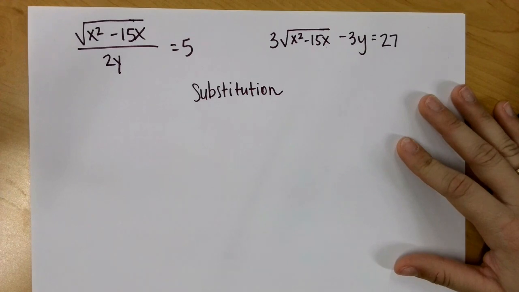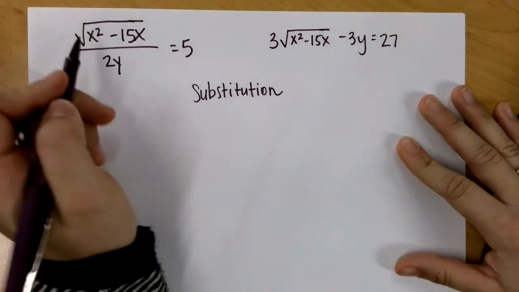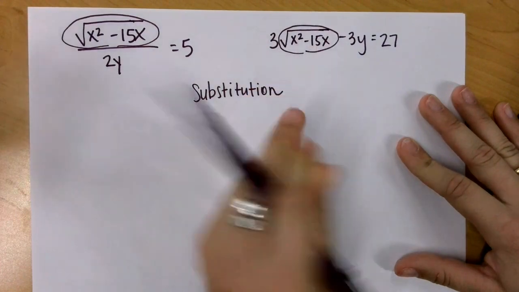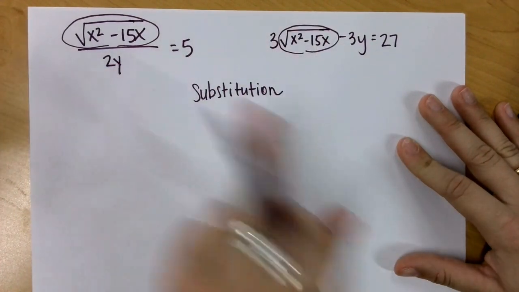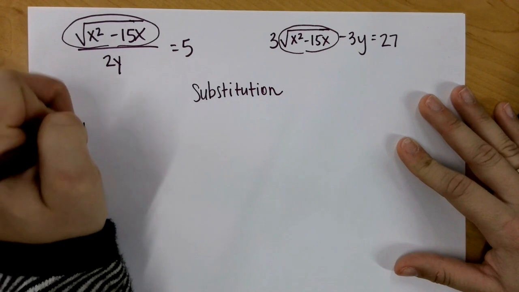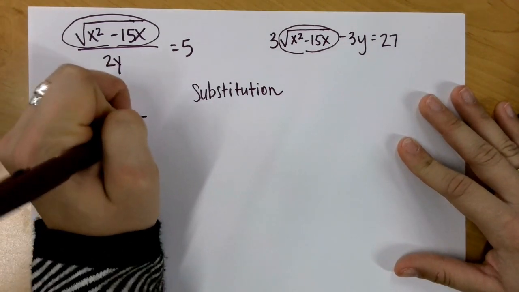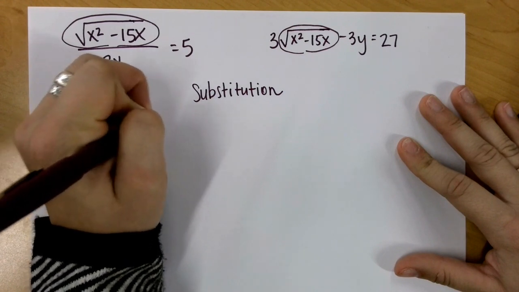Now, the way that you can figure out what you should replace U with is the expression that you see multiple times. So for example, I see this over here, and I see this over here. It's the same expression in both. That tells me I'm going to replace that piece with U. So U is going to equal the square root of x squared minus 15x.